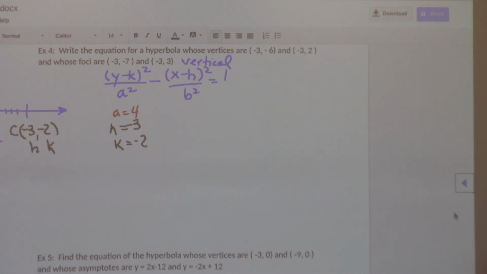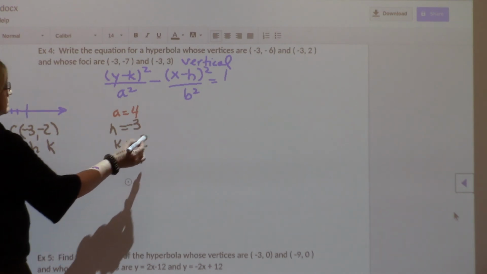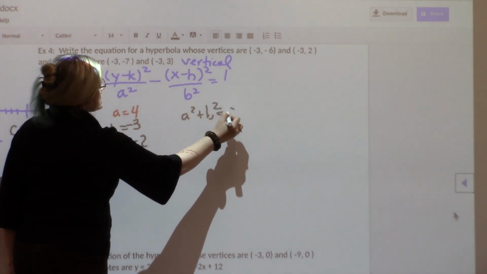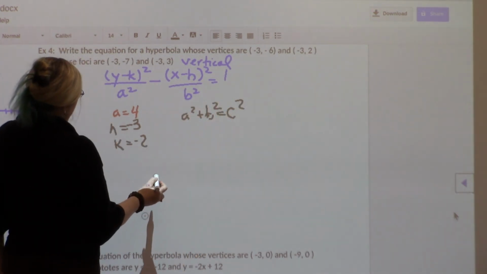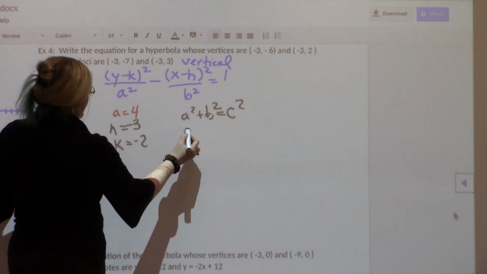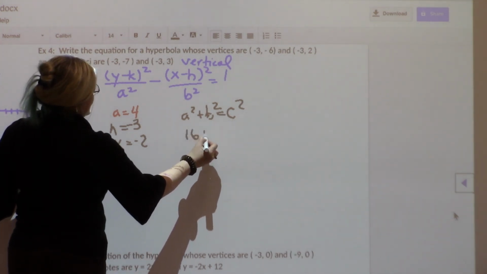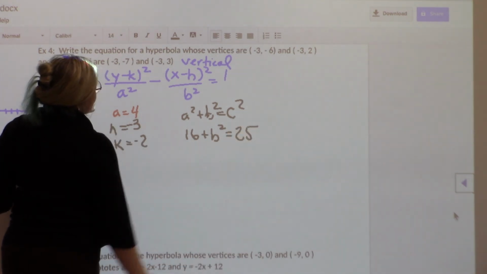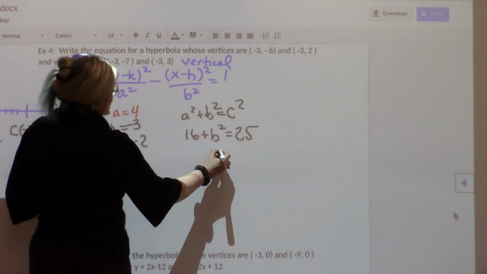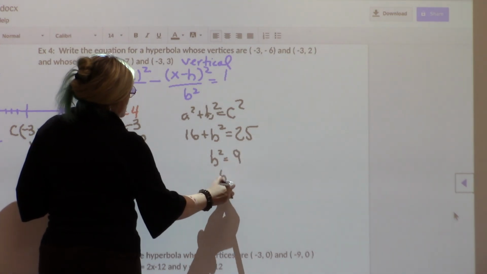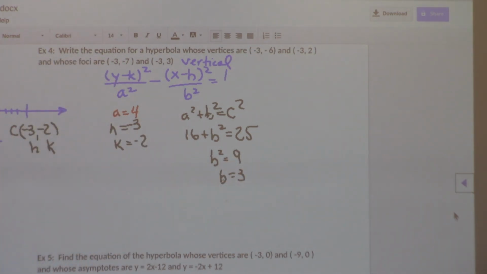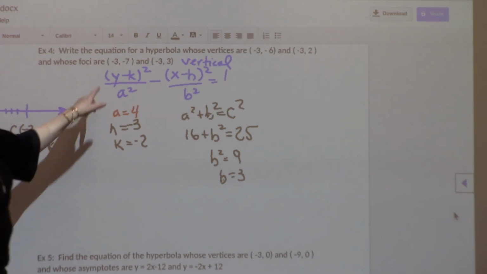Well, I don't need c, I need b. But what do I know? Yep, a squared plus b squared equals c squared. And this time, a squared is 16, b squared, and c squared is 25, so b squared is 9, so b is what? Oh, this was a 3, 4, 5. Find them. So do we have enough to plug in? Yes. So that's what we did.